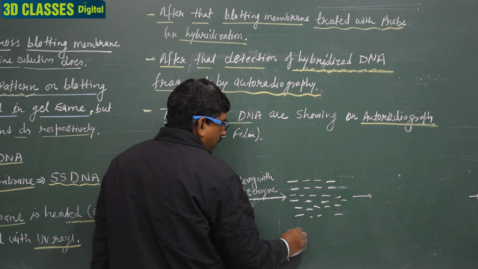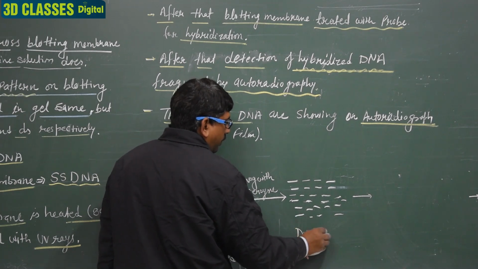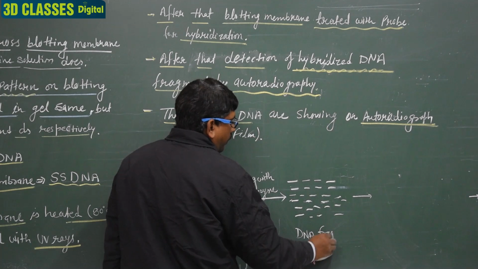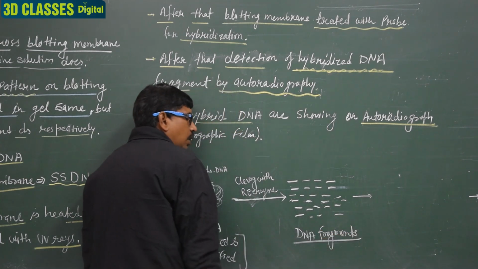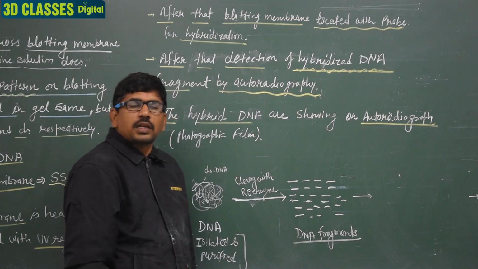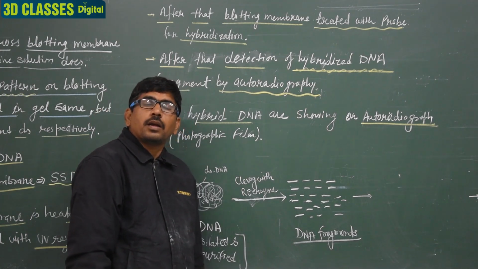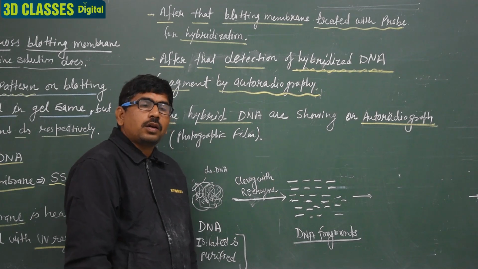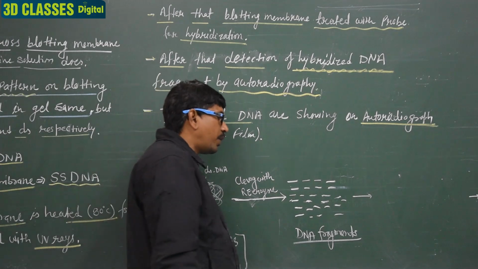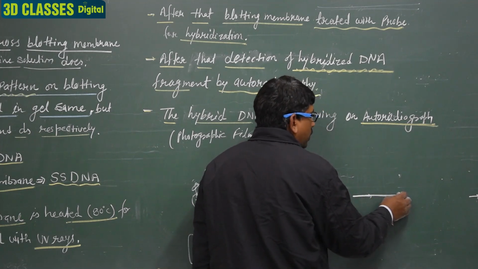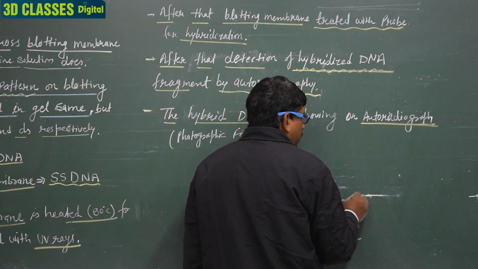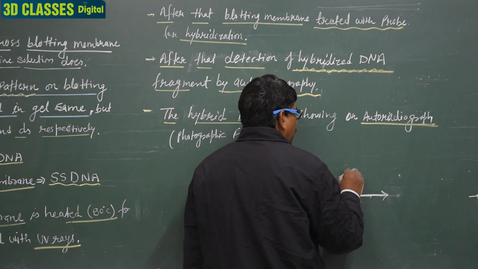They are DNA fragments, known as the DNA fragments. These fragments are of different length and different size. Clear? And after obtaining the DNA fragments, the next procedure is known as electrophoresis.